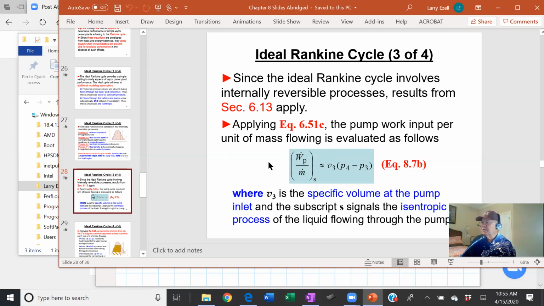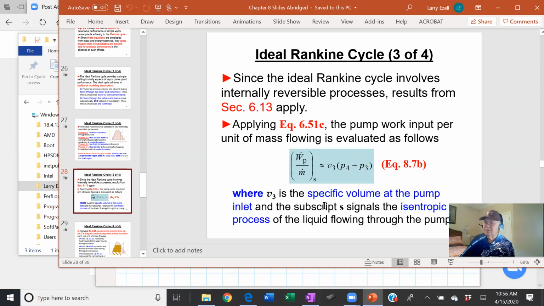But you will need H4 in the calculation of heat transfer to the boiler, because that heat transfer in the boiler is m dot times H1 minus H4, so you need H4.